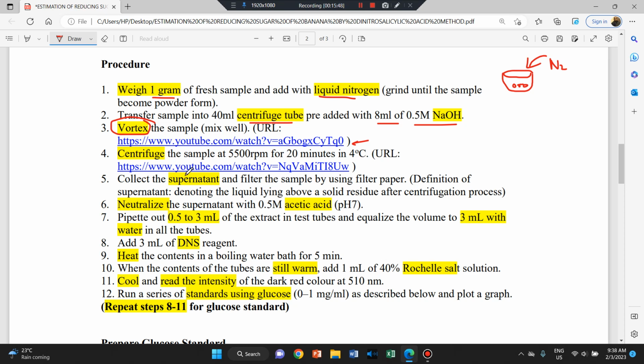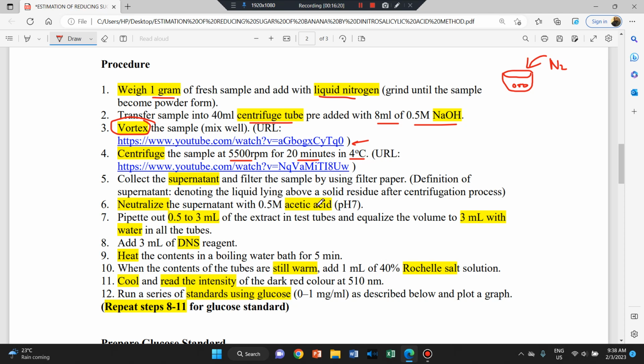Maybe you also don't know what a centrifuge is, so I also provide another video. You have to centrifuge it, with the guidance of the technical officer, at 5,500 revs per minute, that means spinning speed, for 20 minutes. The centrifuge is refrigerated and you can set it at 4 degrees Celsius, so there is no breakdown of your vital reducing sugar.